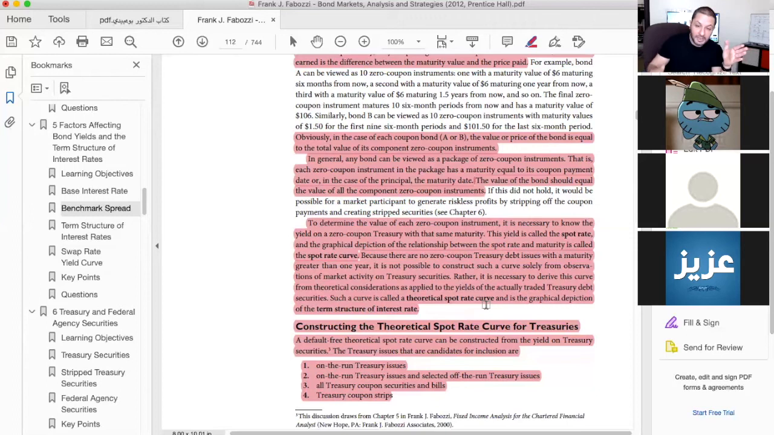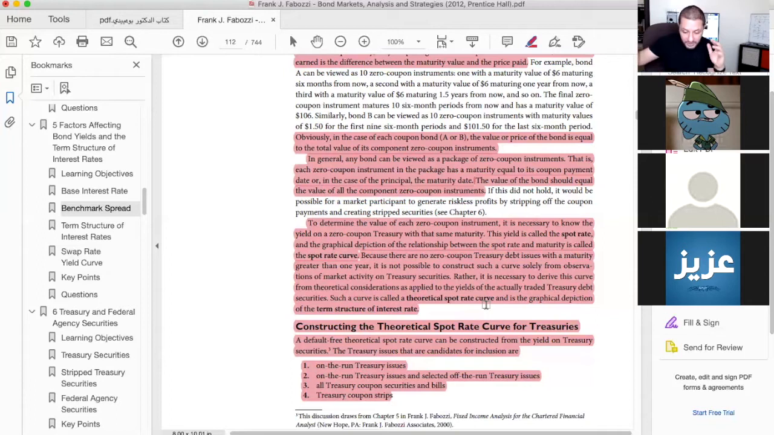Now, if the maturity becomes higher than 1 year, we can no longer find zero coupon securities offered by the government. All the treasury securities offered by the government with more than 1 year are paying coupon payments regularly. So this is the real problem: how to find the spot rate for maturities more than 1 year.